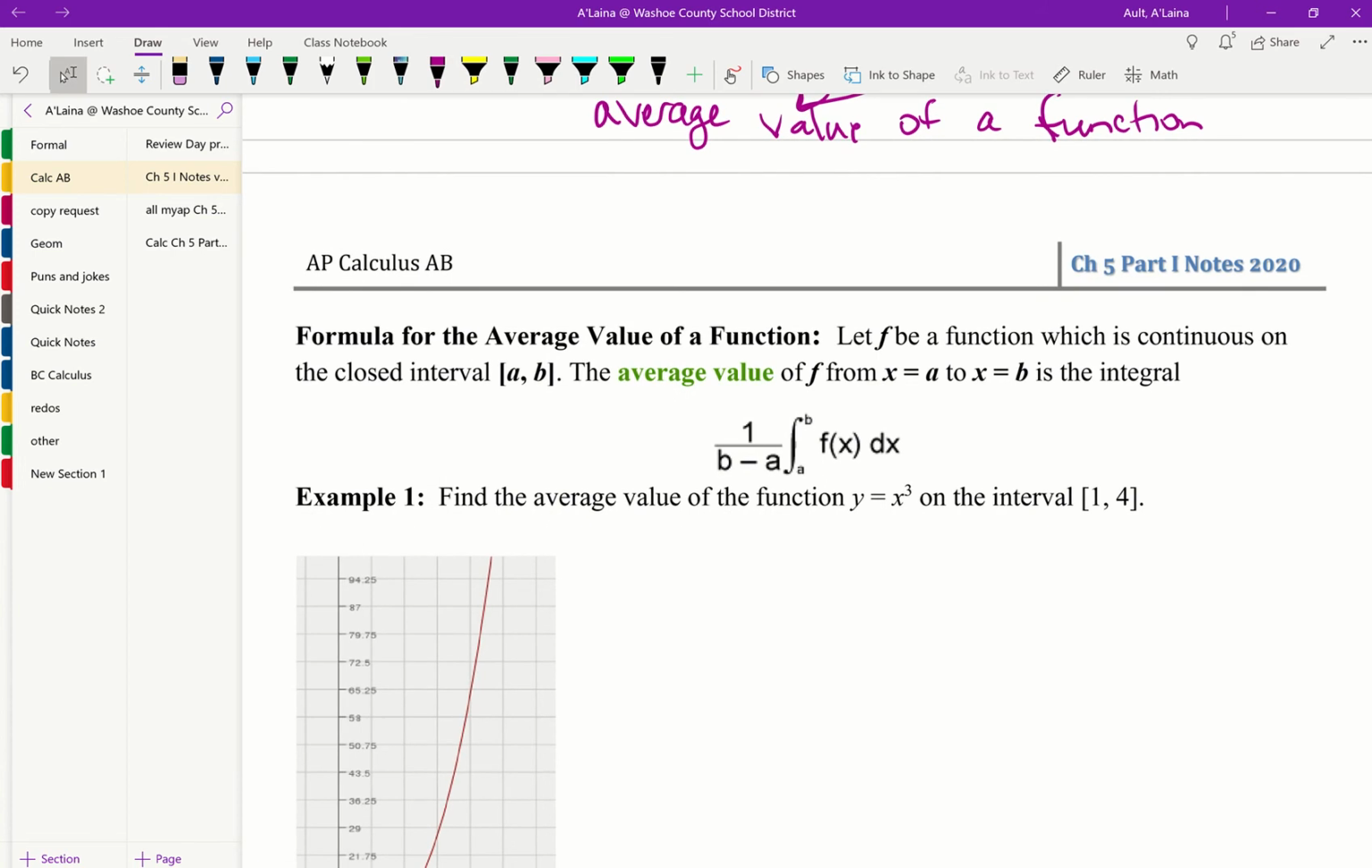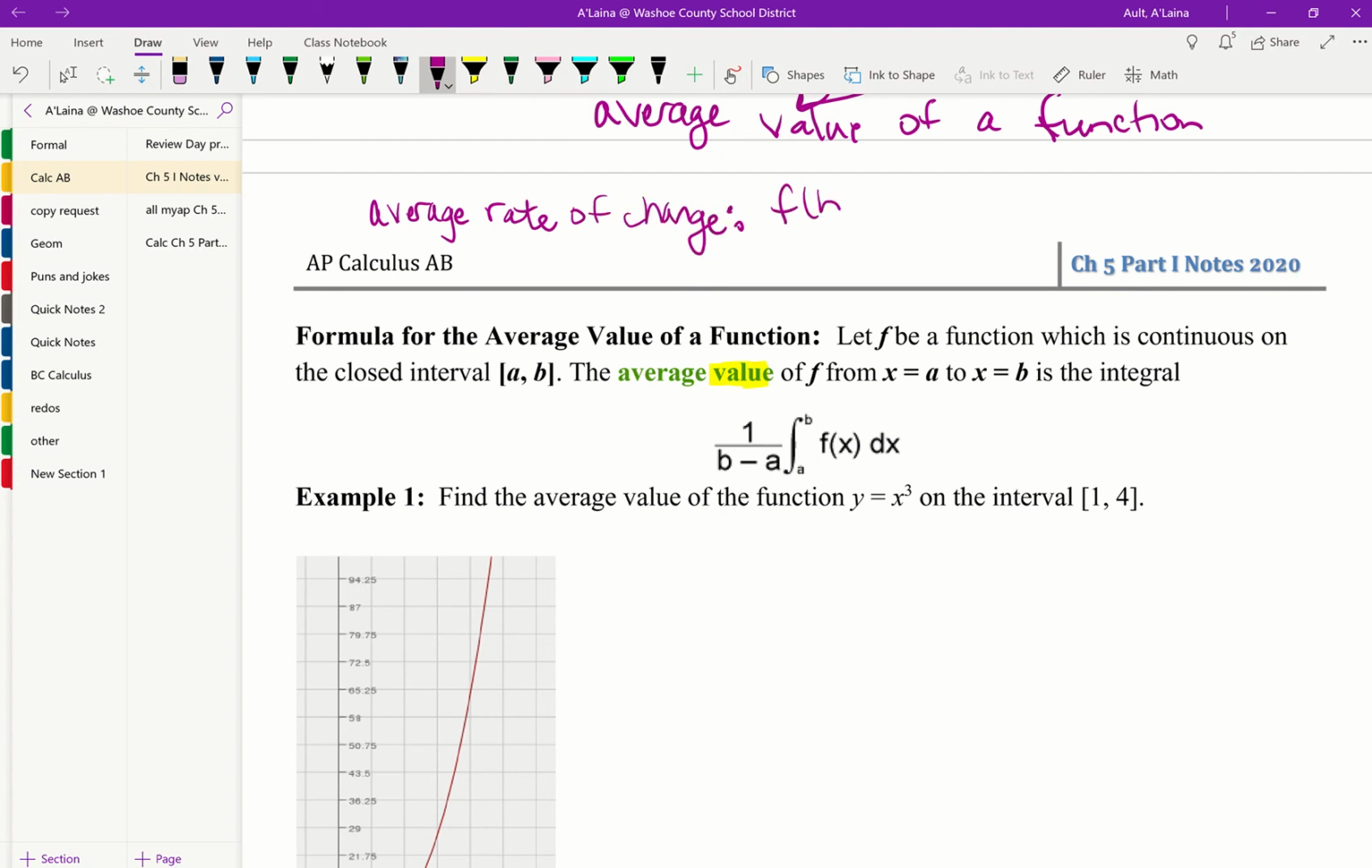Now, when we say average value, if you're measuring temperature, it means average temperature. If your function f is measuring velocity, then this could give you the average velocity. So depending on whatever you're measuring, that's why they generically say average value. This is not to be confused with the average rate of change, which also has the word average, but is a different formula.